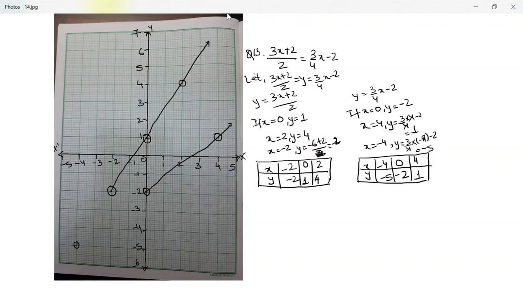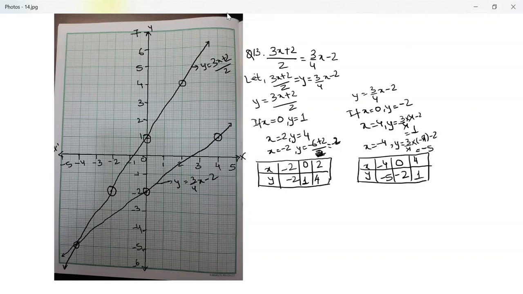Please note that my graph may not be perfect because I am using freehand to draw them. Let's extend this line as well and see where they intersect. The first line that I drew was y is equal to (3x + 2)/2, and this line was y is equal to (3/4)x minus 2. Where do they intersect? For which value of x do they intersect?